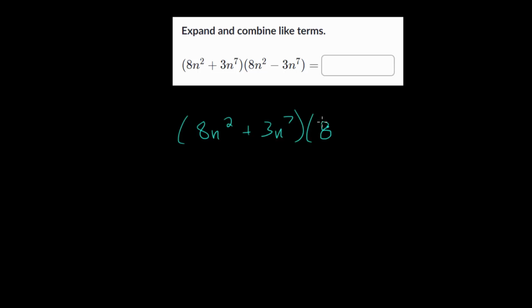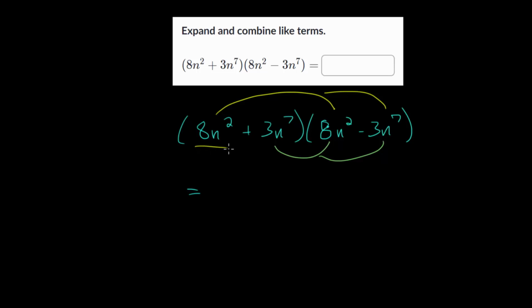And for this one, I will leave the checking up to you. You can practice that by using the formula. So we're going to distribute here. This 8n squared will go to both terms, and this 3n to the seventh will multiply to both terms. So let's start with the 8n squared. That's going to multiply by 8n squared. So 8 times 8, that's 64. And n squared times n squared is n to the fourth. You have the same base, so we add the exponents.